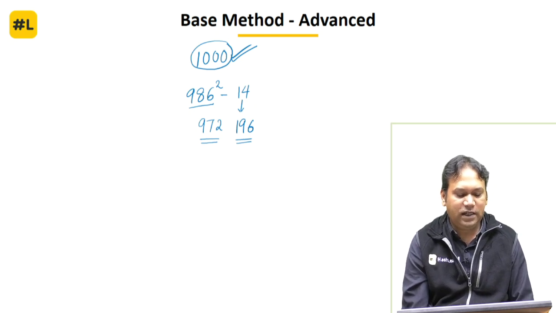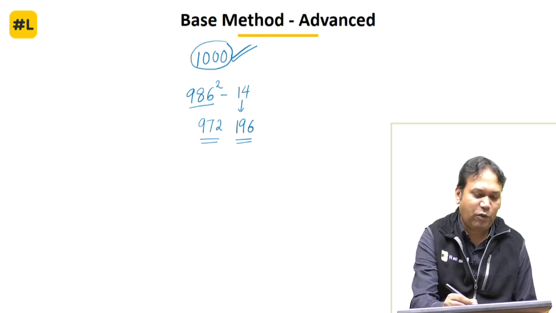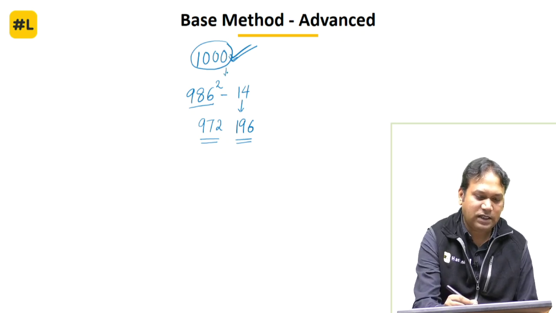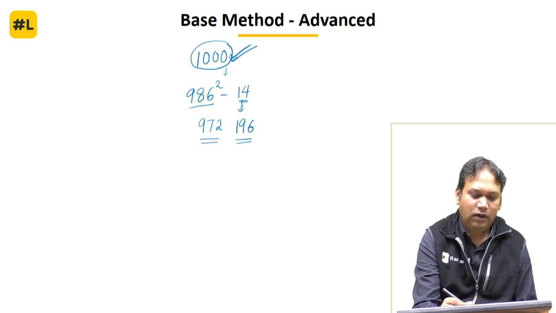The only thing changing here is the reference point. Now, we are taking the reference point as 1000. So, we compare from 1000 how much less it is. 14 square is 196 and 986 minus 14 is 972.